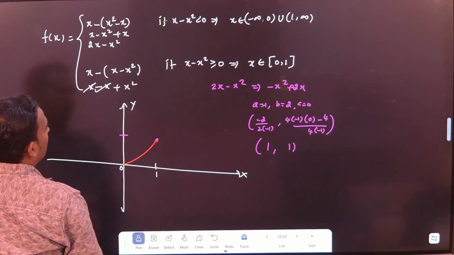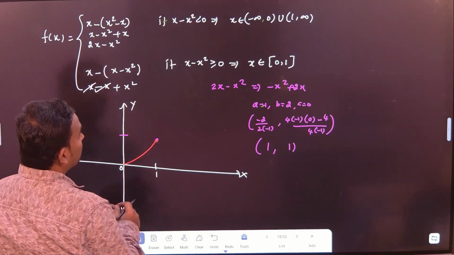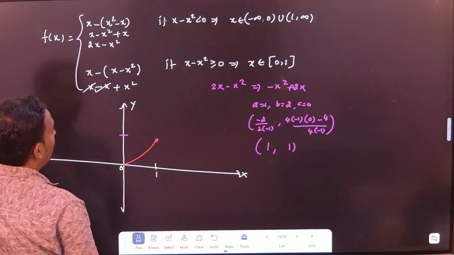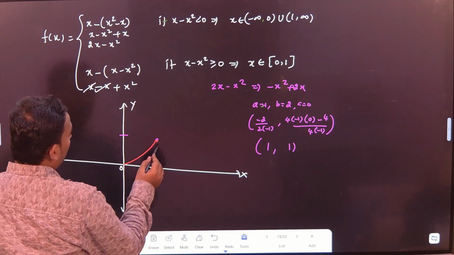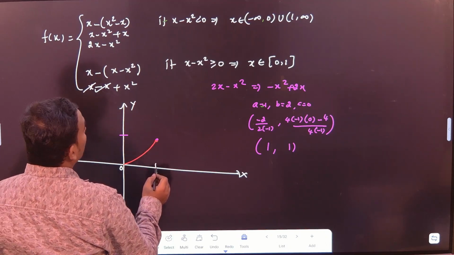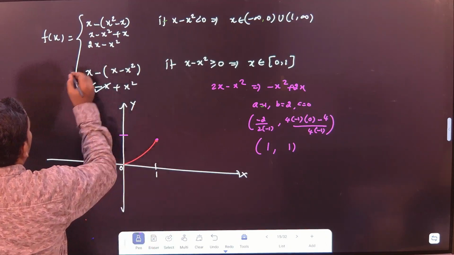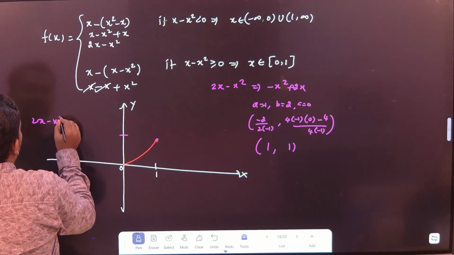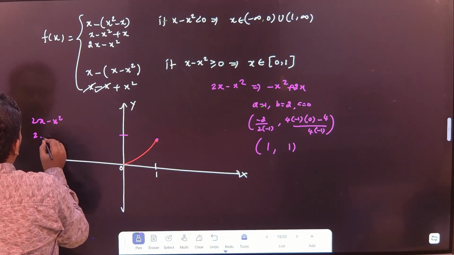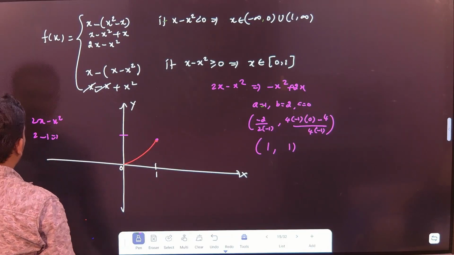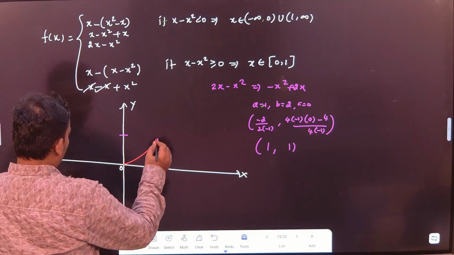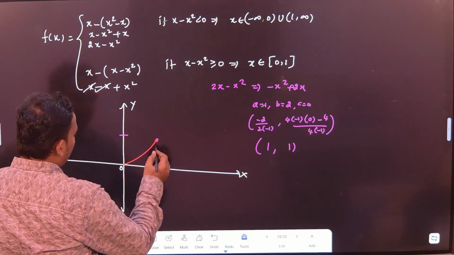This parabola, when x is from minus infinity to 0, 1 to infinity. So if you take 1, what is the value here? You can see 2x minus x square is there. If you put 1, 2 minus 1, it's 1, right?